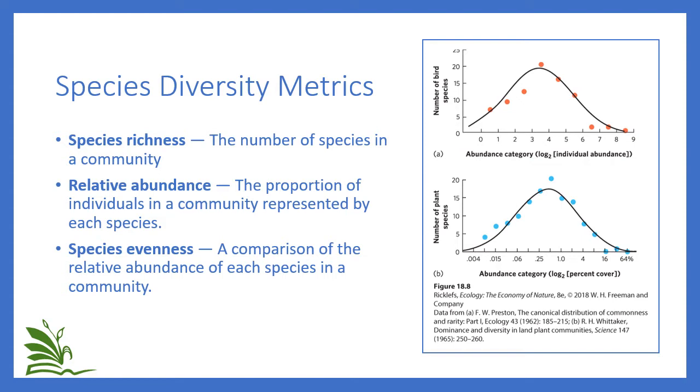And then both species richness and relative abundance are incorporated to calculate another metric called species evenness. And this is basically a comparison of the relative abundance of each species within that community.